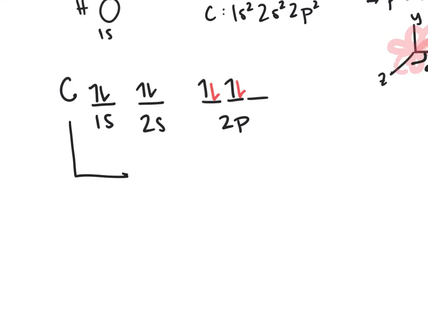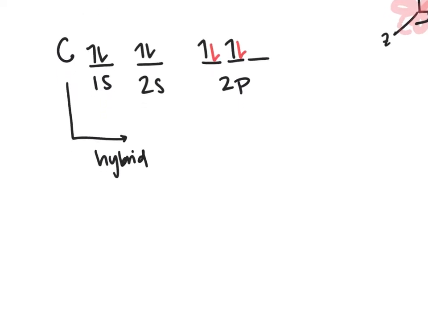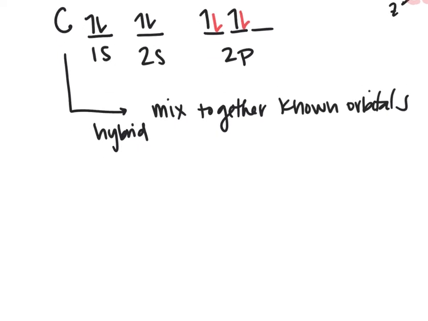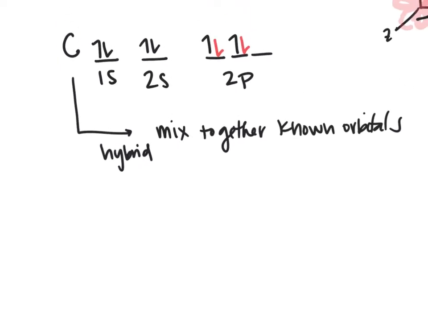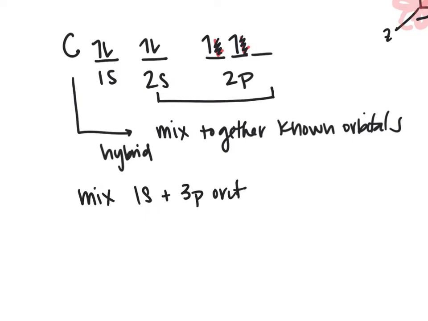So to create a hybrid orbital, I'm going to mix together known orbitals. So we need to make 4 equivalent orbitals. And so we're going to take our carbon, and then we're going to mix together these. You can ignore these red orbitals, or the red electrons. In this case, we're going to mix 1 s orbital plus 3 p orbitals, which is going to equal 4, what we're going to call an sp3 orbital.